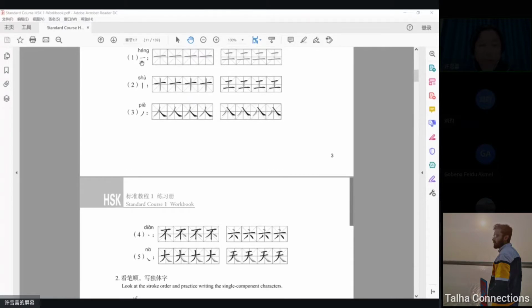You can just read after me. Heng, heng, shu, pie, dian. Now, these are the names of those strokes. This one, heng, shu, pie, dian.